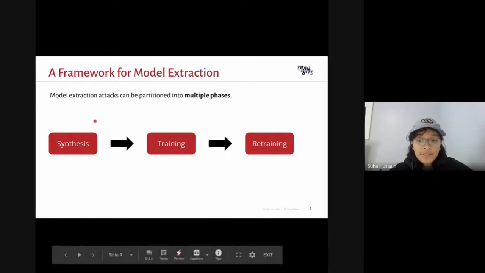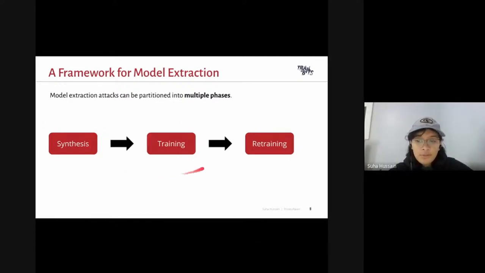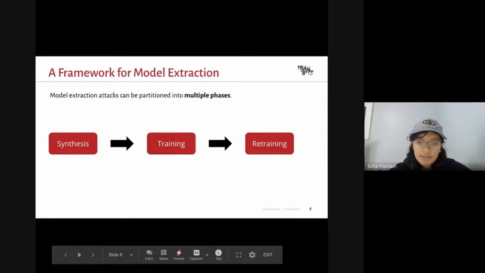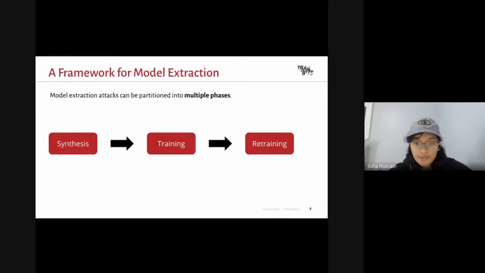So first, some synthetic data is generated. Then, a preliminary substitute model is trained upon that dataset. Next, the model is optionally retrained using a subset sampling strategy for performance optimization. This modular approach means that users can quickly switch between different synthesizers, sampling strategies, and other features without being limited to configurations that have already been tested and presented.